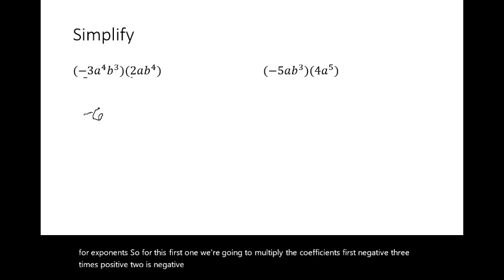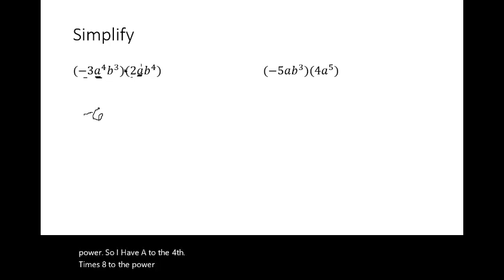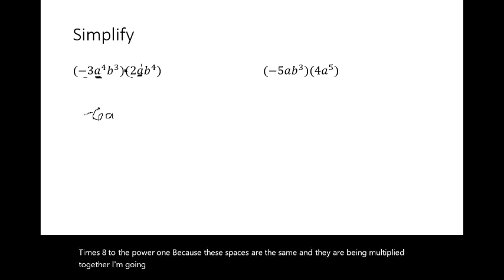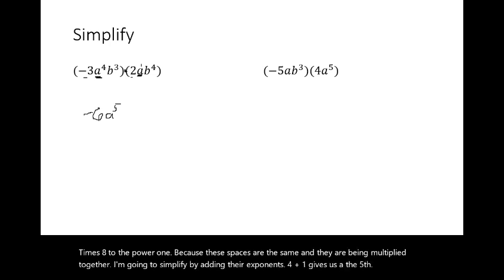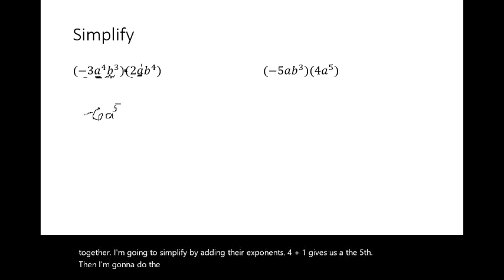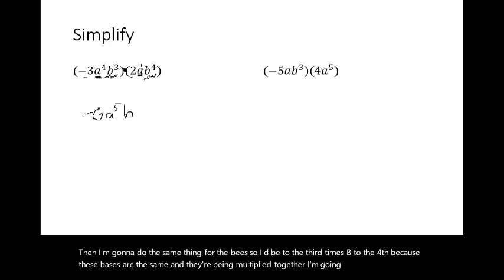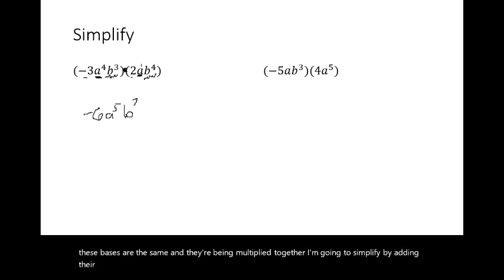Then for like bases, we're going to multiply them by adding the power. So I have a to the 4th times a to the power 1. Because these bases are the same and they are being multiplied together, I'm going to simplify by adding their exponents. 4 plus 1 gives us a to the 5th. Then I'm going to do the same thing for the b's. So I have b to the 3rd times b to the 4th. Because these bases are the same and they're being multiplied together, I'm going to simplify by adding their exponents, which gives us b to the 7th.